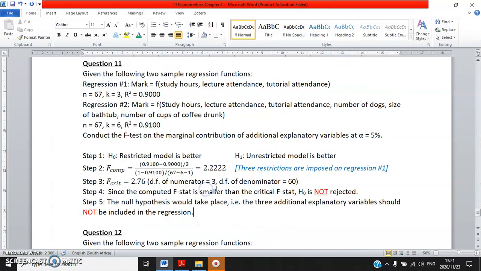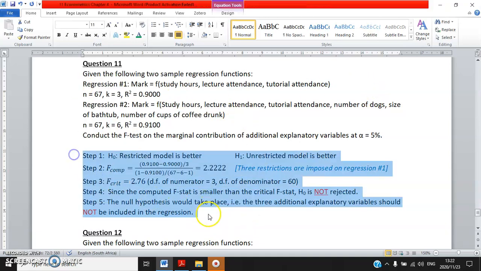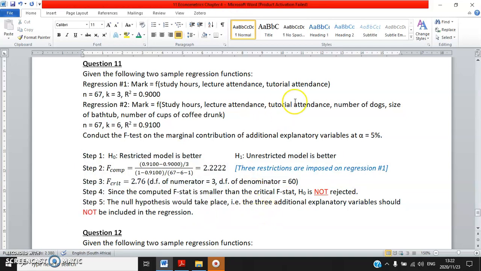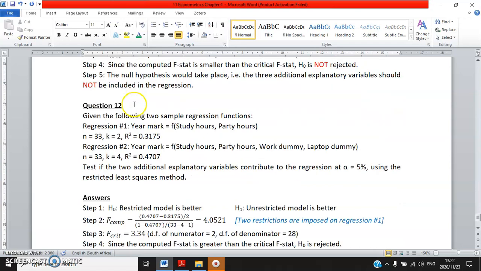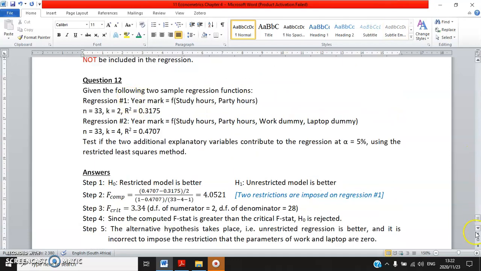Since the computed F-stat is smaller than the critical F-stat, null hypothesis is not rejected, meaning from a statistical point of view, null hypothesis would happen, which is good news. Then it means the restricted model is indeed better. So the statistical result conforms with theoretical thinking. That is, these three additional explanatory variables should not be included in the regression, meaning regression 1 is indeed better than regression 2. Okay? And then the last question.